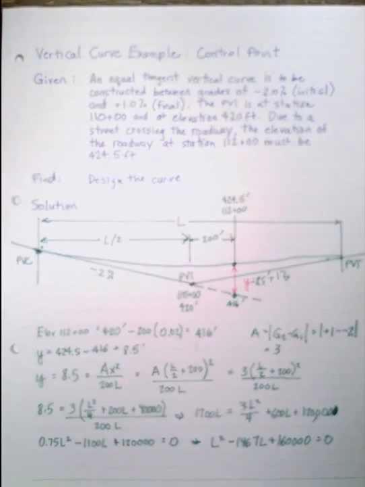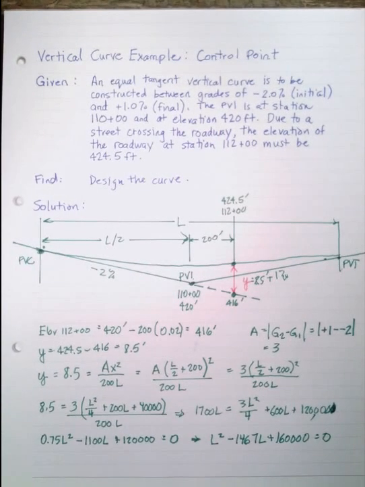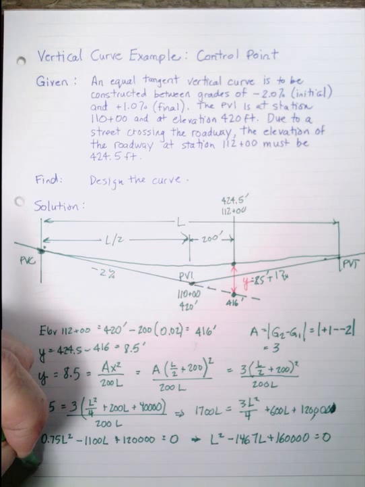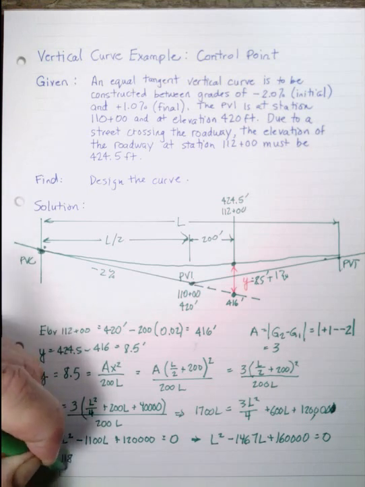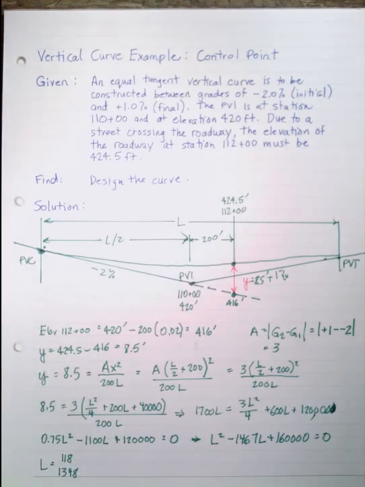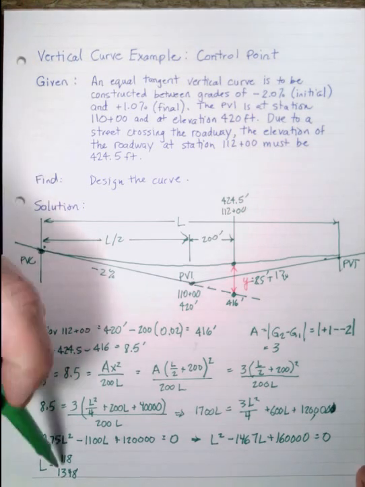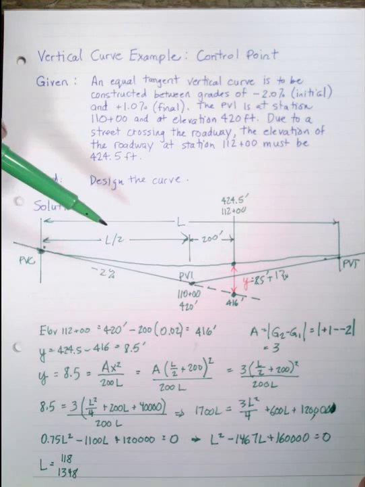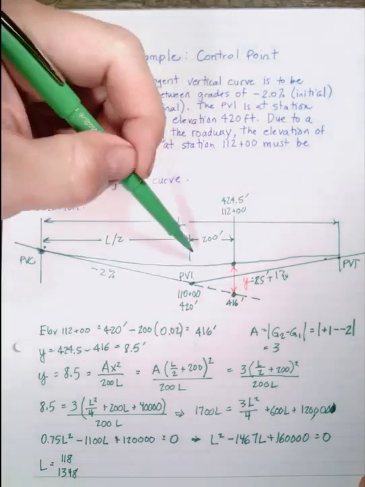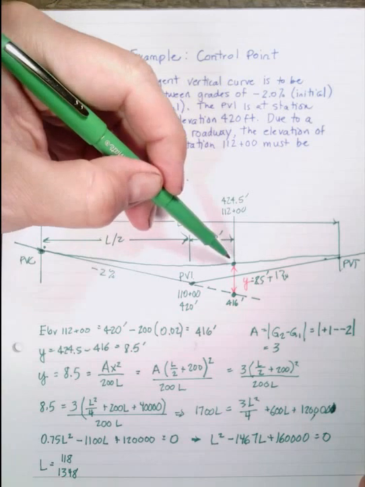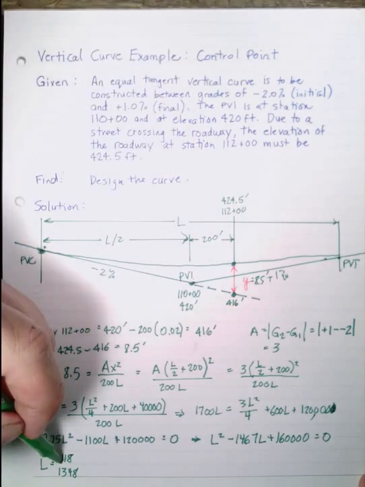So you can use your calculator, or I think math.com has a quadratic calculator, and you can find that L is either equal to 118 or 1348. We could also solve the quadratic equation manually, and I would recommend that you prove to yourself that you can do that. So in our case, we have two options. So will the value of L equal to 118 work? As you can see here, 118 is less than this distance from the PVI to the control point, so it won't work, so we will discard that one.